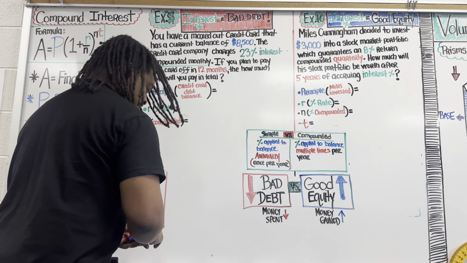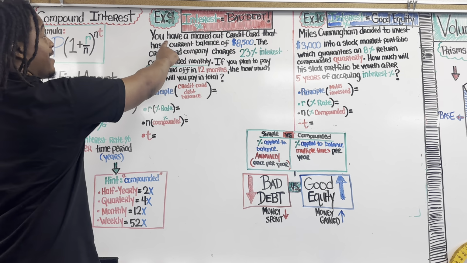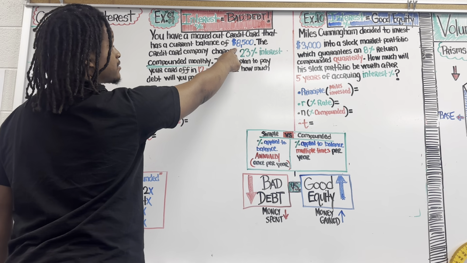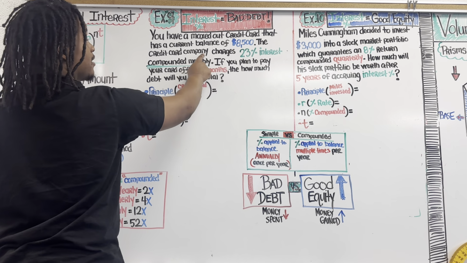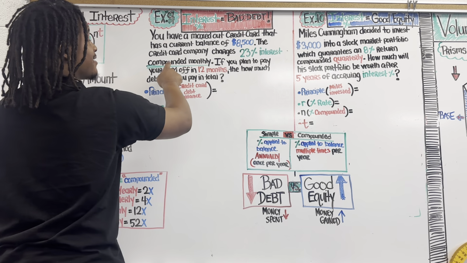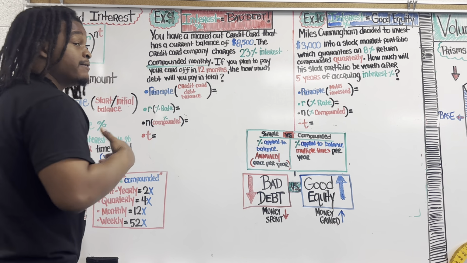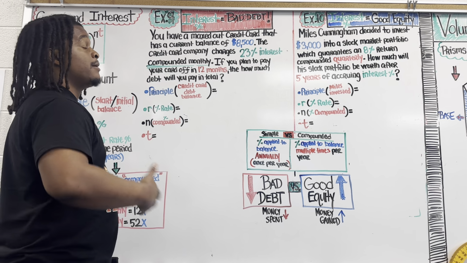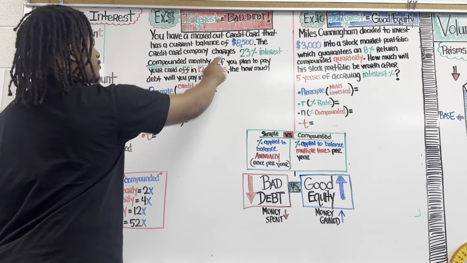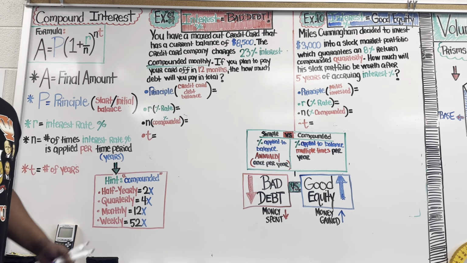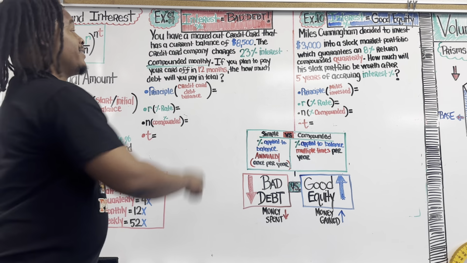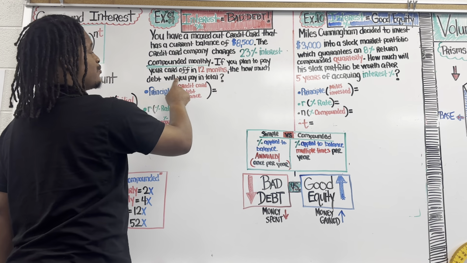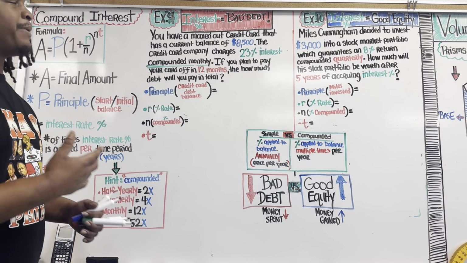So in this particular example, let me go ahead and start reading. It says you have a maxed out credit card that has a current balance of $8,500. The credit card company charges 23% interest compounded monthly. So every month, as you're paying it off, making those minimum payments or whatever payments, but it's not completely paid off, they're also going to add an extra 23% of whatever the balance is, okay? If you plan to pay your credit card off in 12 months, which is 1 year, then how much debt will you pay in total?